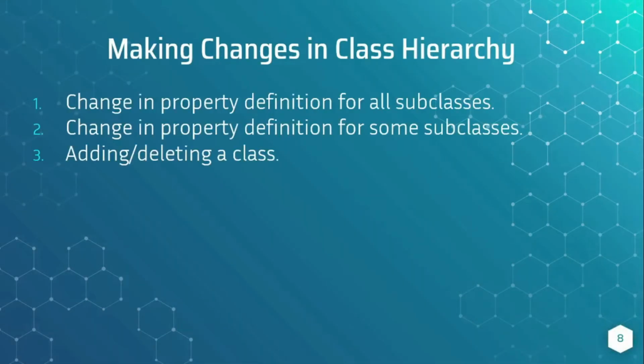Making changes in class hierarchy. There are 3: change in property definition for all subclasses, change in property definition for some subclasses, and adding or deleting a class. Changes to software specifications are inevitable. Let us consider how changes in a class hierarchy impact software maintenance as a whole.